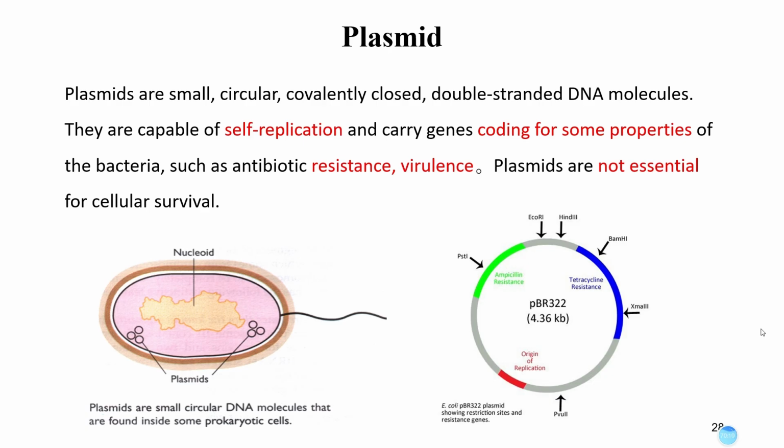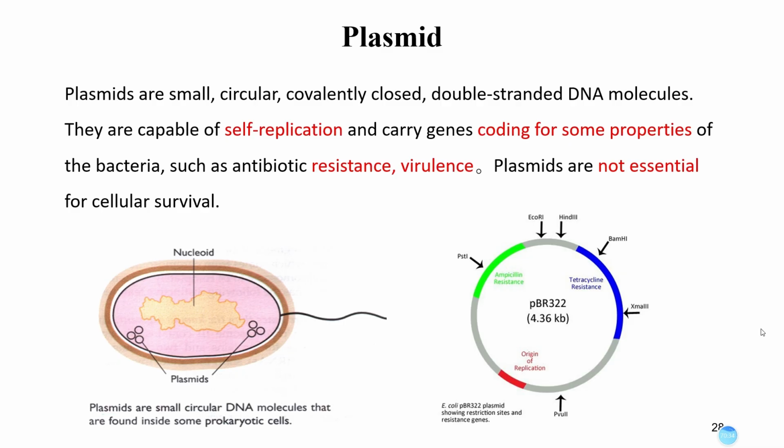And plasmids are not essential for cellular survival, which means that if the bacteria carries some plasmid, well, the plasmid might contribute some property to the cell. But without the plasmid, the cell can still survive, can still grow and replicate. Okay? So it's not an essential structure.